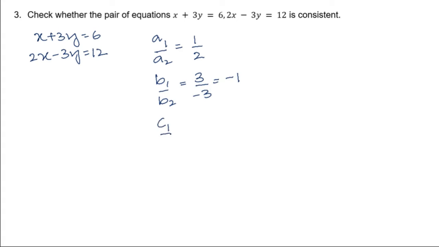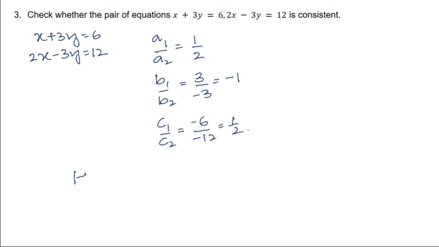Let me also find c1 by c2. c1 by c2 here is negative 6 upon negative 12, because these equations can be written by writing the constants towards the left hand side. It becomes x plus 3y minus 6 equal to 0, 2x minus 3y minus 12 equal to 0 respectively. This becomes equal to 1 by 2.